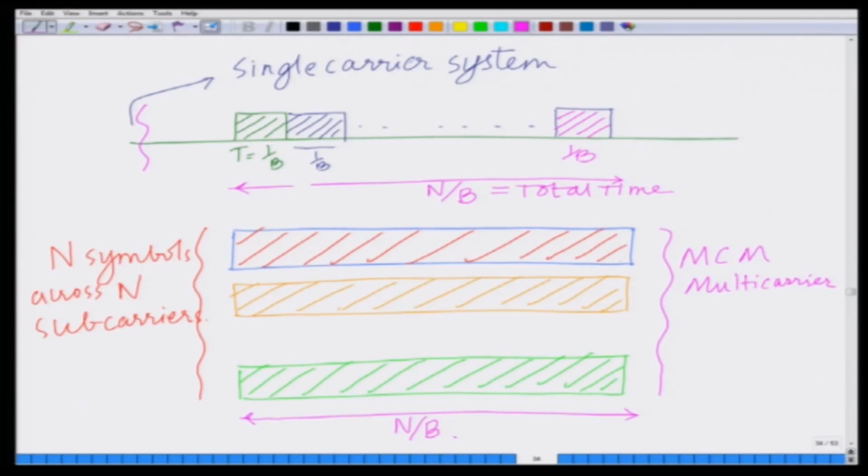So, a multi-carrier modulated system can be thought of as a parallel transmission, as having several parallel channels between the transmitter and receiver, each of bandwidth B divided by N and each with symbol time N divided by B, and N such channels or N such subchannels or N such subbands are used with N subcarriers to convey N symbols in parallel between the transmitter and receiver. This, in short, summarizes the philosophy and principle of multi-carrier modulation.